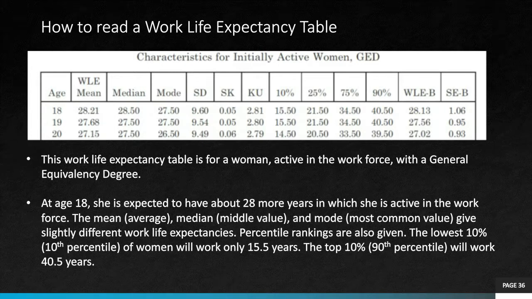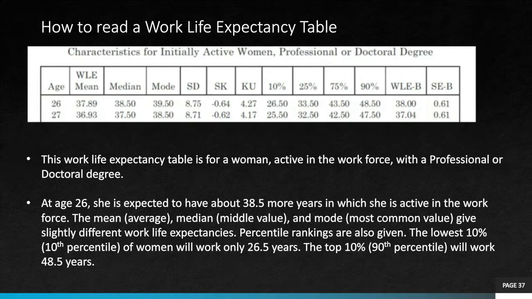By contrast, this shows you the effect of educational attainment on work-life expectancy. This is for an initially active woman with a professional or doctoral degree. Notice she enters the workforce a little bit later, at age 26, after she's finished her schooling, but has a much longer work-life expectancy, about 38 years as opposed to 28, so about a 10-year difference. If we look at the top 10%, under the 90th percentile at age 26, they work an additional 48 years.